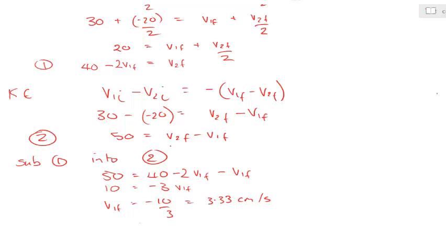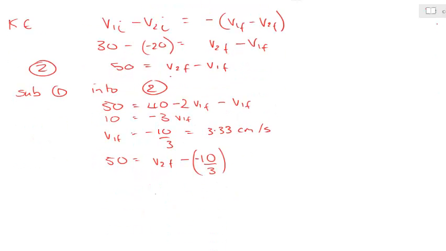So now we know this one. Let's substitute back into any of those equations. Let's say number 2. So 50 is equal to v2f minus 10 over 3. Or actually, make sure you get your negatives right, minus minus 10 over 3. So v2f is equal to 50 minus 10 over 3, which is about 46.7, well, 46.666 repeating, centimeters per second.